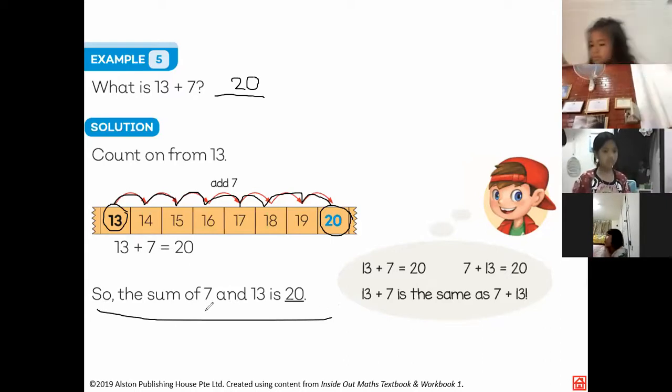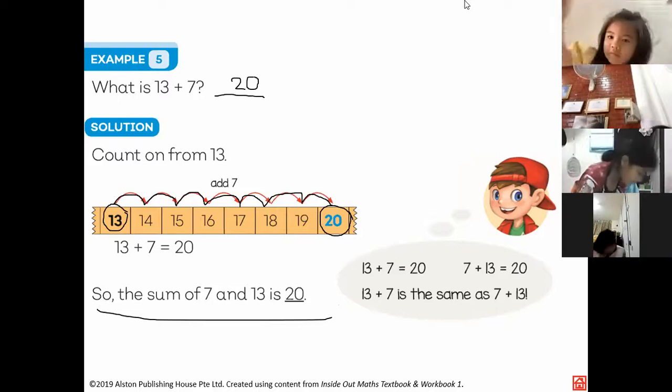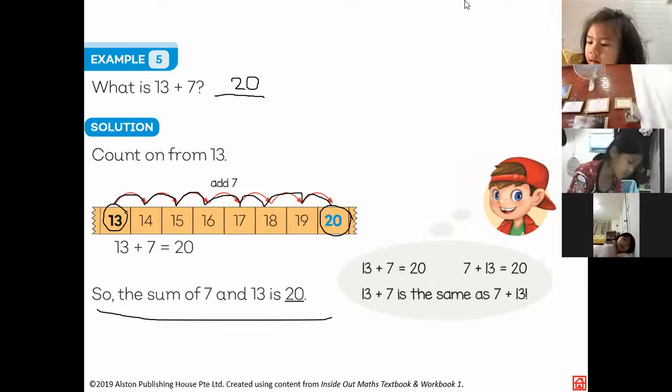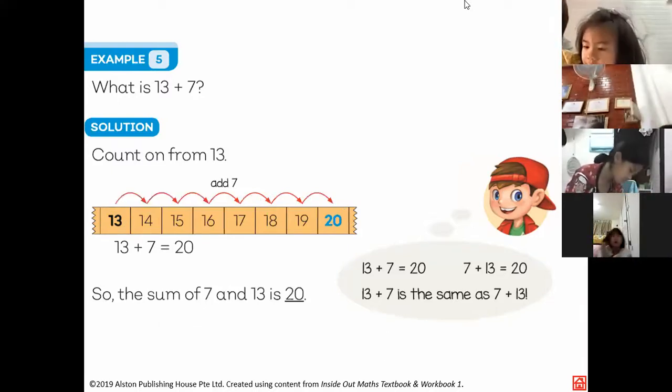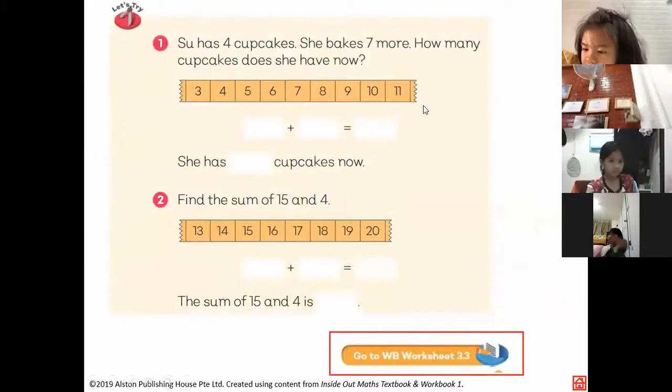Okay, again, the sum of 7 and 13, that's 20. Do you understand? Yes, I do. No, I don't. Yes, I do. Okay, very good. Now let's try to answer this one.